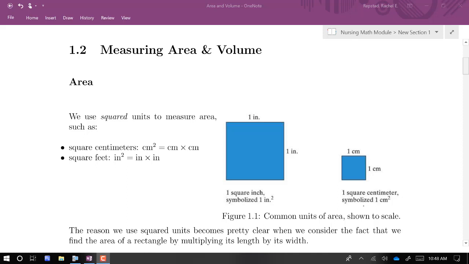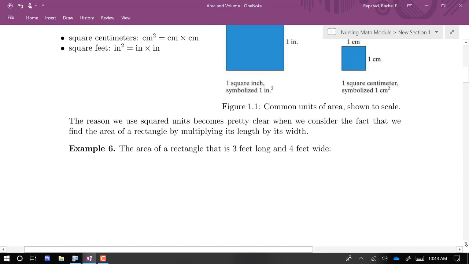Alright, now we're going to talk about measuring area and volume. We'll start with area. We use squared units to measure area, like square feet, square inches, square centimeters. We end up with squared units because of how we might find the area of a rectangle. That's sort of the easiest way to think about it.